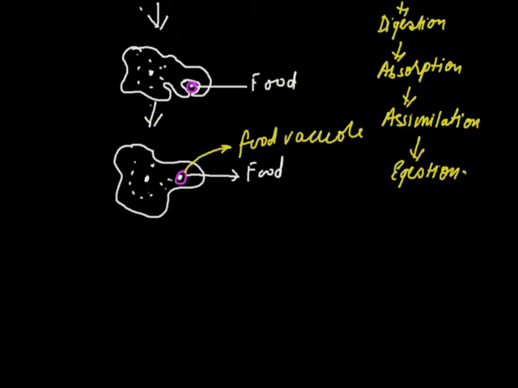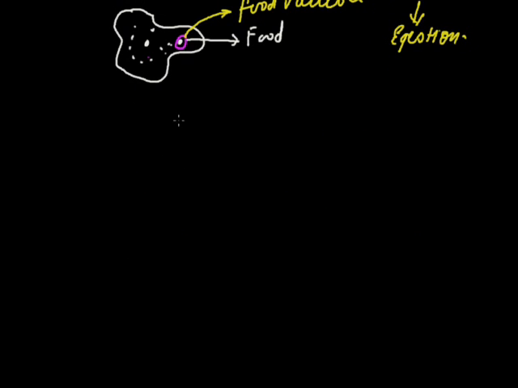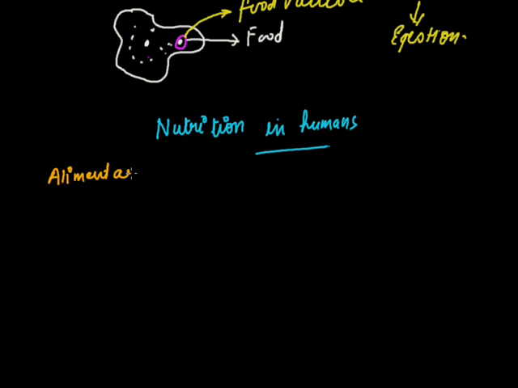Now we'll come to another important process of nutrition, that is nutrition in humans. Humans have a highly evolved and complicated digestive system consisting of an alimentary canal and different types of digestive glands. Let me talk first about the alimentary canal. The alimentary canal consists of the following organs.